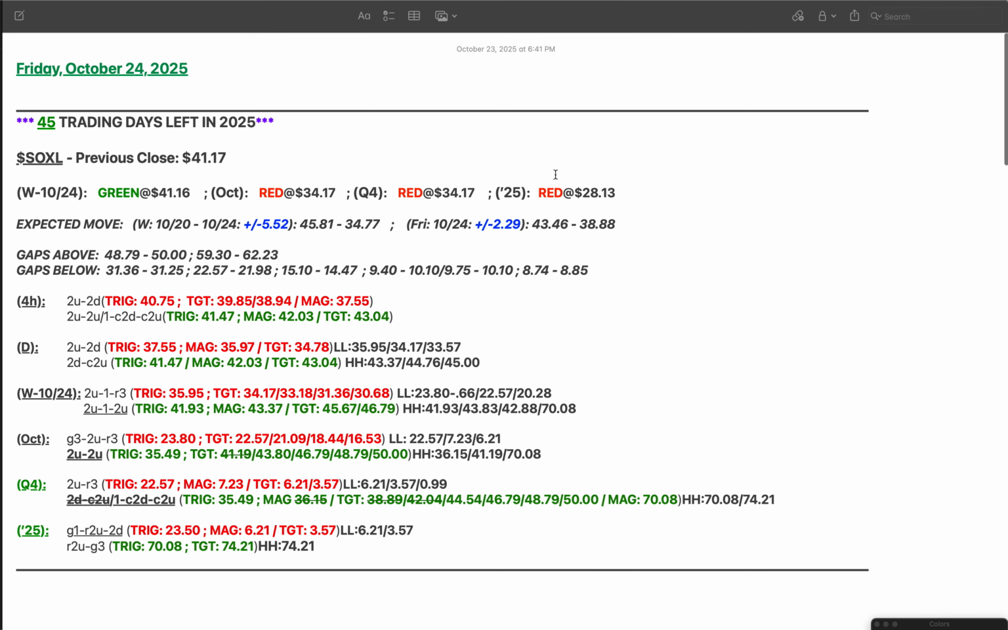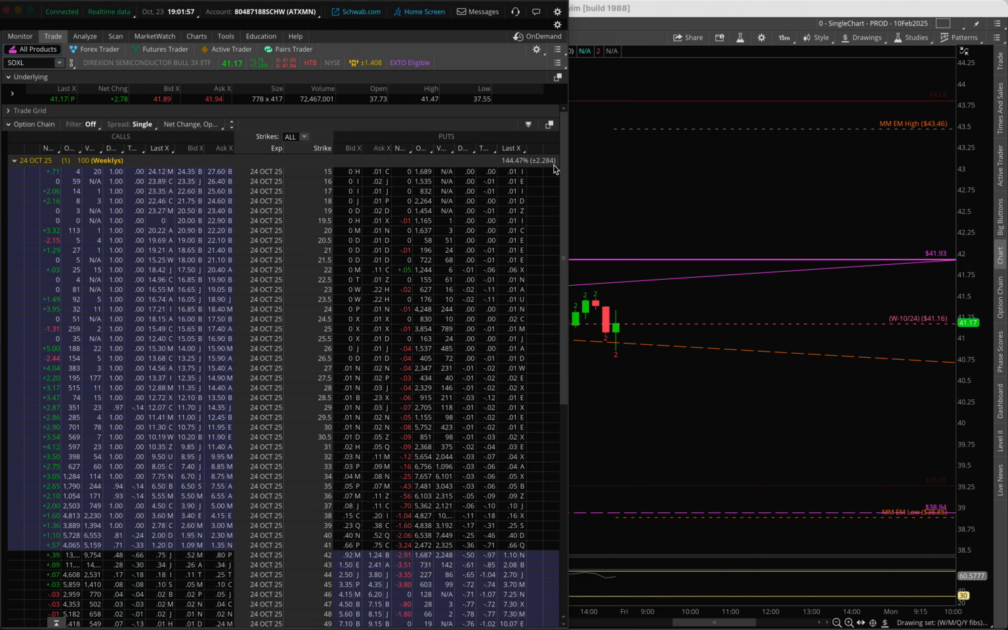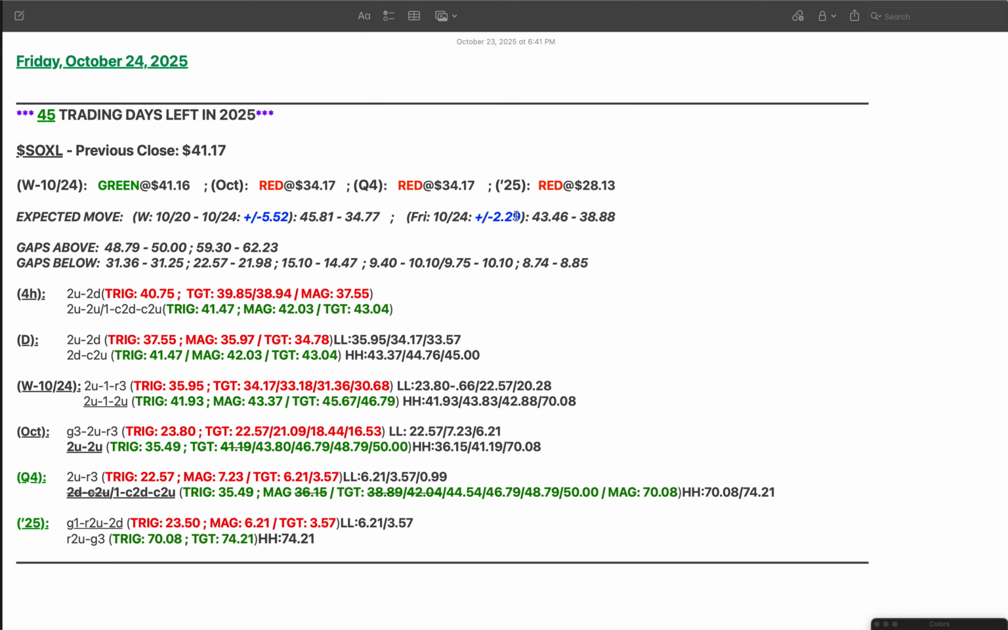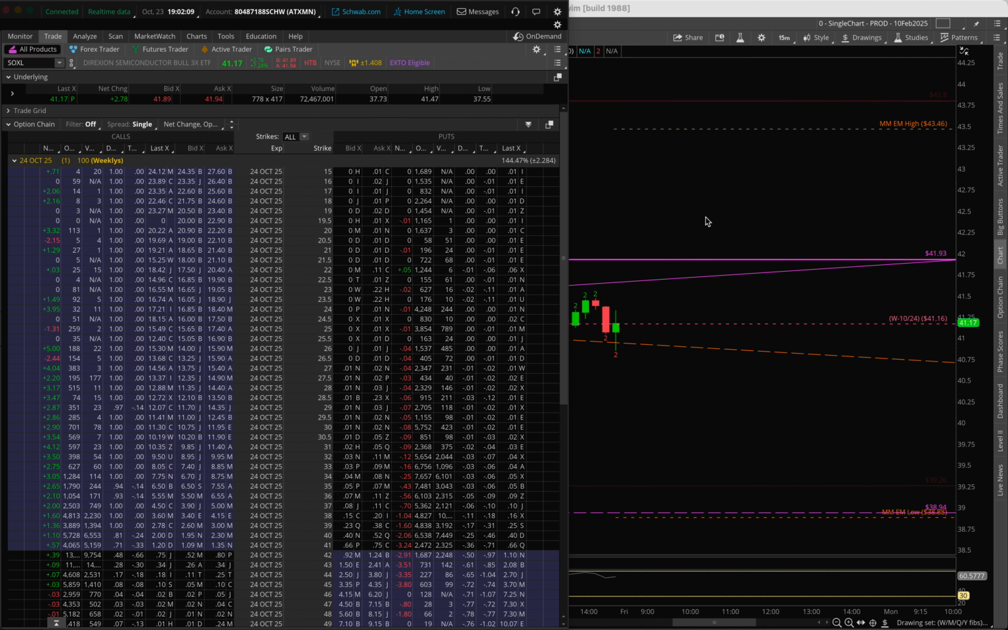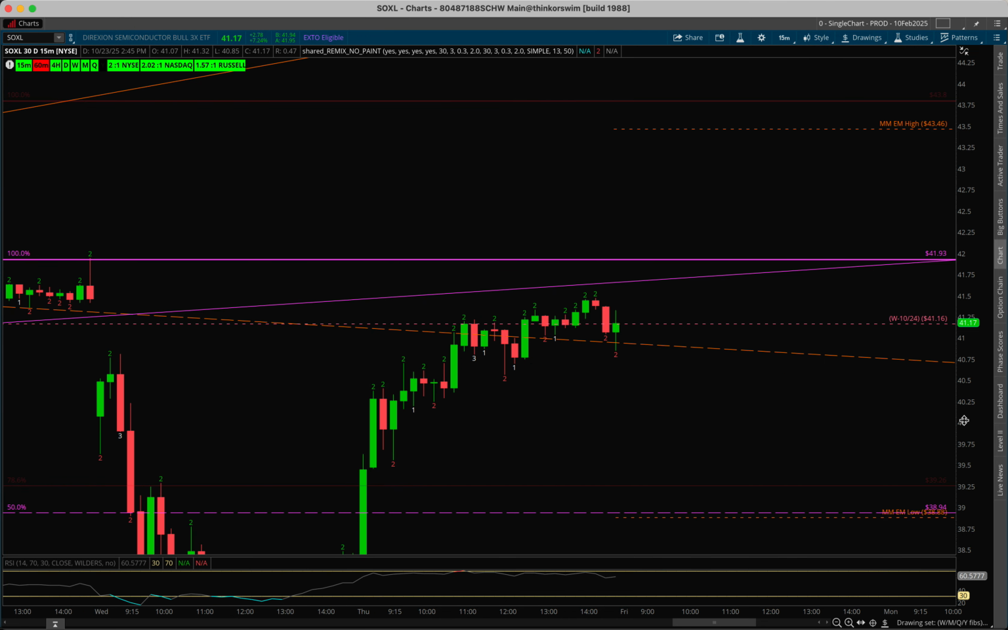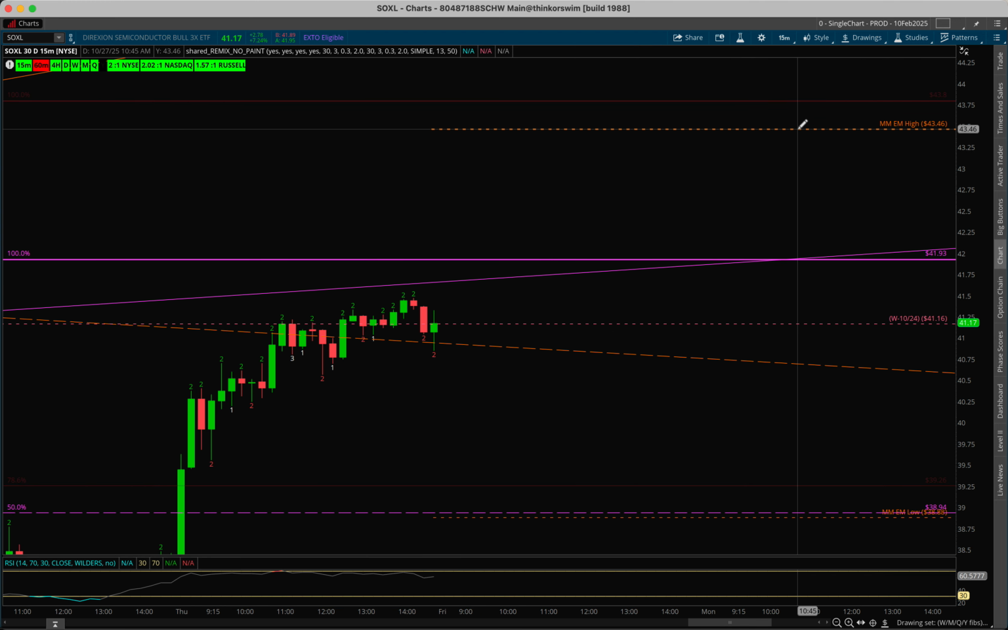So anyways, $2.28, $2.29 plus or minus is the market maker's expected move for tomorrow. So we've got that here in our notes. Friday, October 24th, 45 trading days left in the year. The previous close, or Thursday's close, was 41.17. So if we add 2.29 to it, we get 43.46. We subtract 2.29 from 41.17, we get 38.88, giving us a range of 43.46 to 38.88 for the market maker's expected move. And again, we've got that marked out here on our charts with these orange dash lines right here.